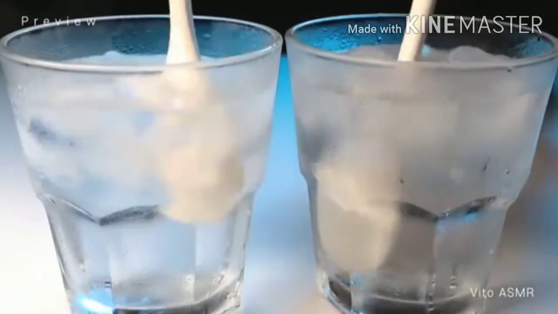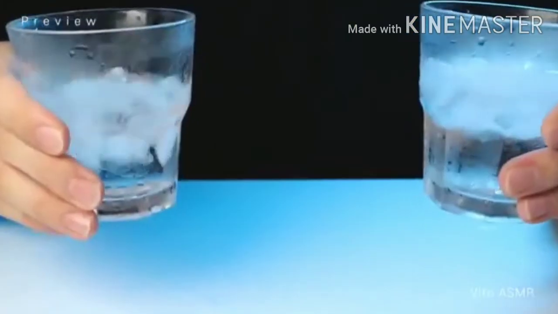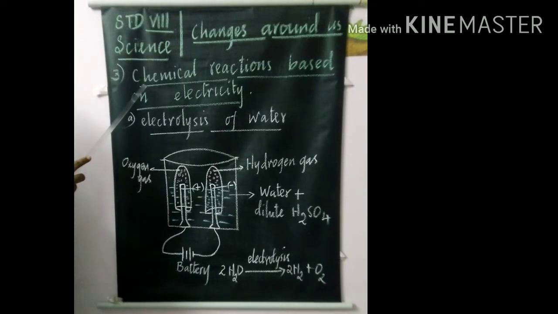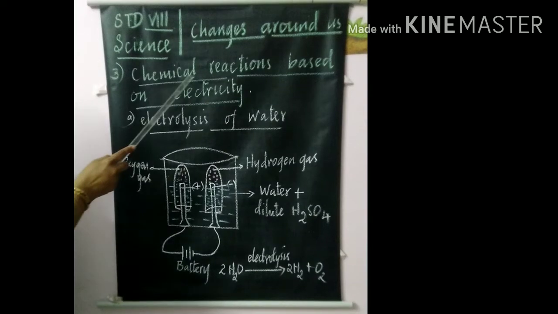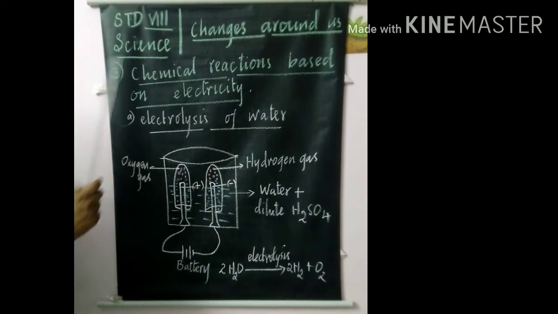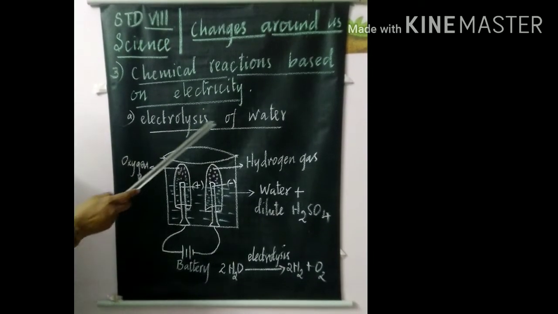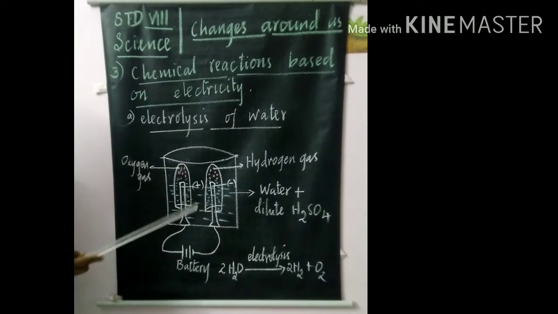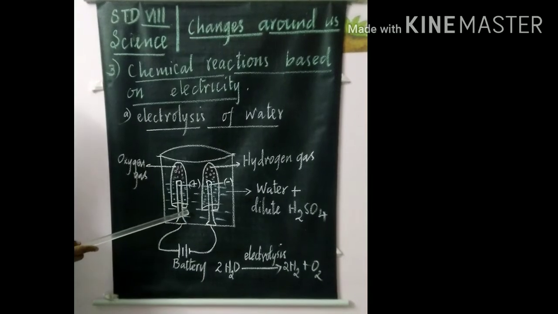You know the combination of water. Water is made of hydrogen and oxygen. Now we will see some examples for the chemical reactions based on electricity. First one, electrolysis of water. What does this mean? When electric current is passed through water.